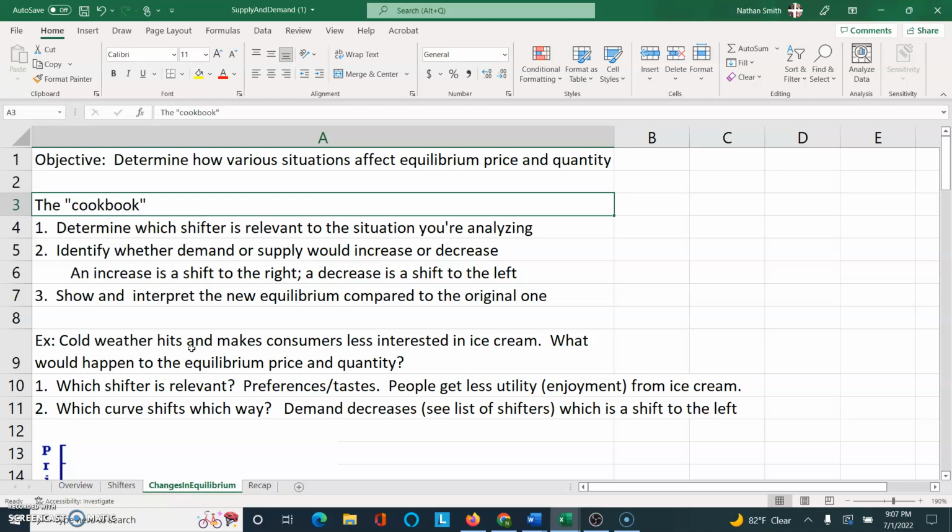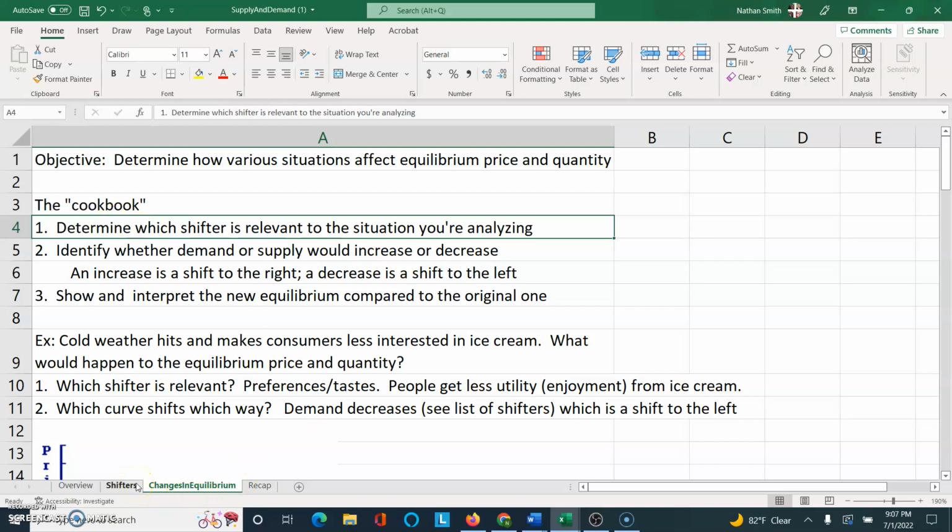So if we think about, say, the market for gasoline, as I record this, prices are at an all-time high. So we want to understand what are the supply and demand factors that cause that, and how can we use our graphical technique to explain that price increase. Now to do this, guys, you simply follow a cookbook. The first thing to do is take whatever market and situation you're analyzing and figure out which, what I'm going to call shifter, is relevant to that problem.